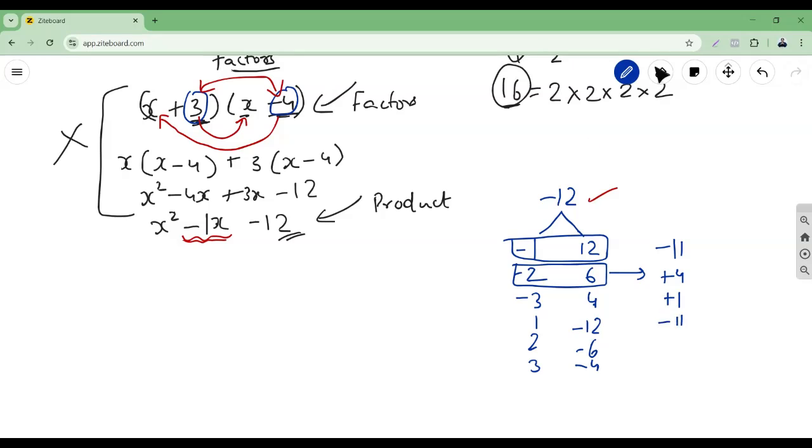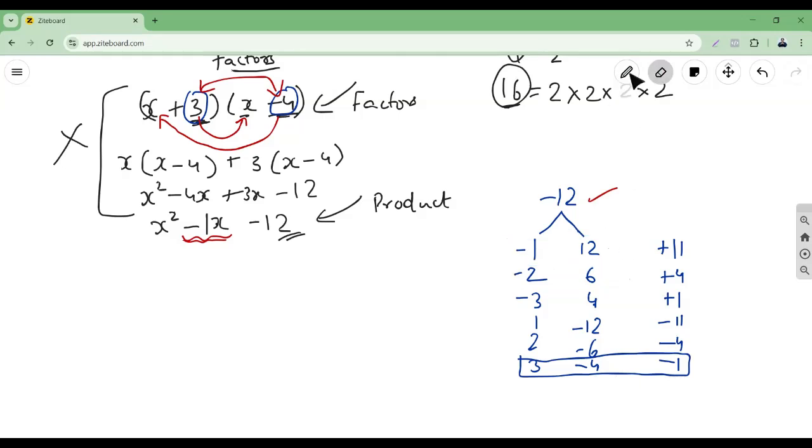Sorry. I made a mistake. Here it's a plus 11, right? Plus 11 I'll get. Here minus 11. Here minus 4. Here minus 1. Wow. So finally I got this thing where the addition is giving me a minus 1. So I don't need all of this. I don't need this and all. Because this only is satisfying both the conditions.